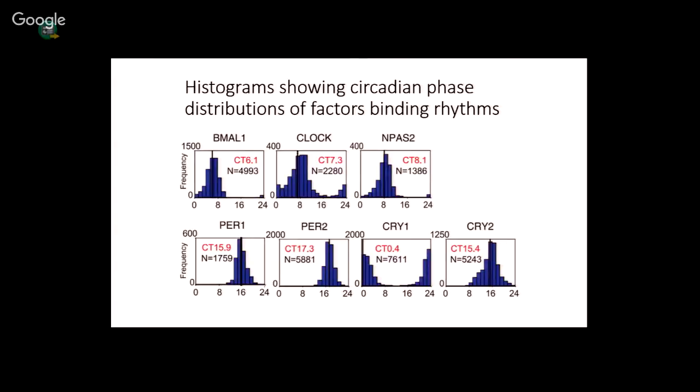So from their analysis, the genome-wide occupancy rhythm of BMAL1, CLOCK, and NPAS2 peak at CT6 to 8, whereas PER1, PER2, CRY1, and CRY2 show binding rhythms that peak at CT15.9, CT17.3, CT0.4, and CT15.4, respectively.